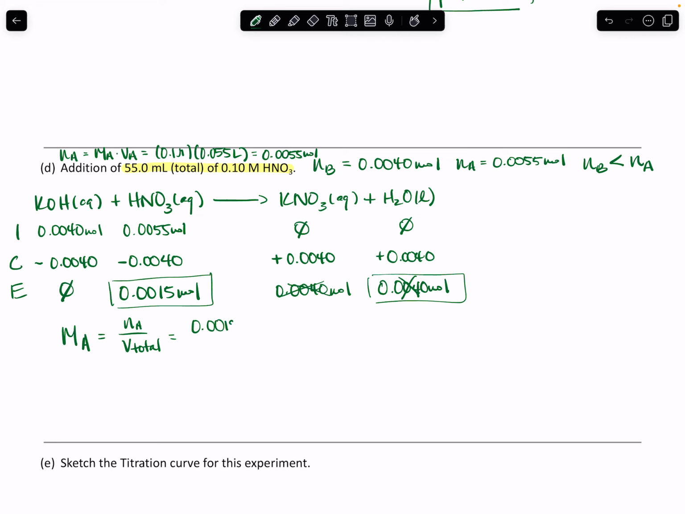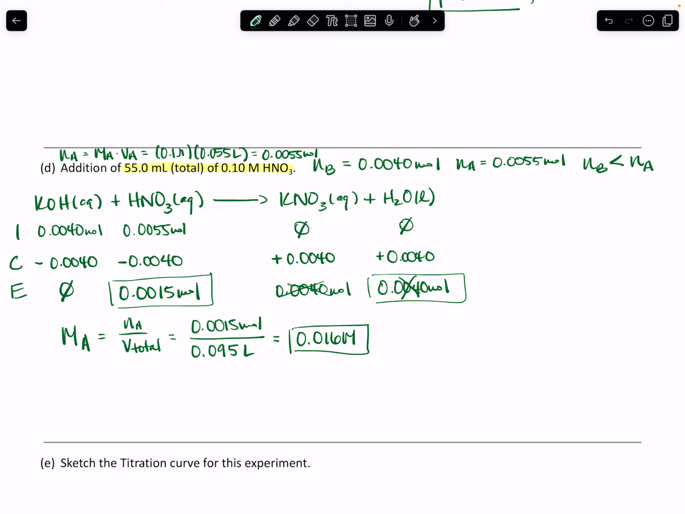So 0.0015 moles. I started with 40 milliliters of base, and I have now added a total of 55 milliliters of acid. So my total volume is 95 milliliters, which is 0.095 liters. So my molarity here is 0.016 molar. So that's the extra acid that is still present.